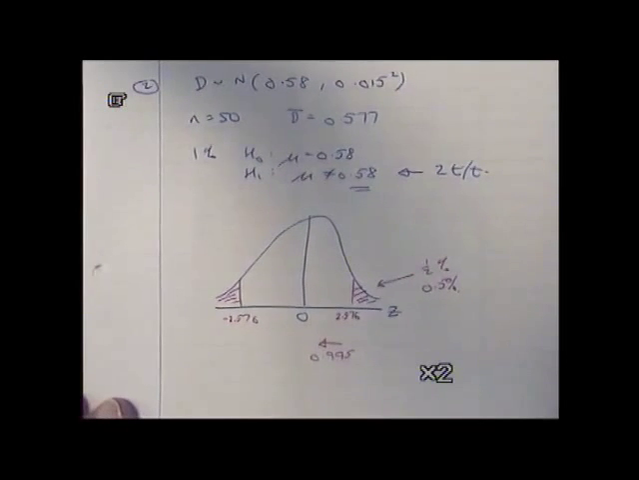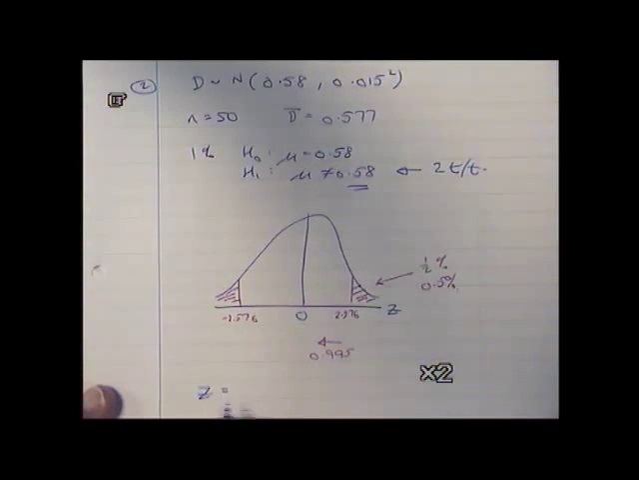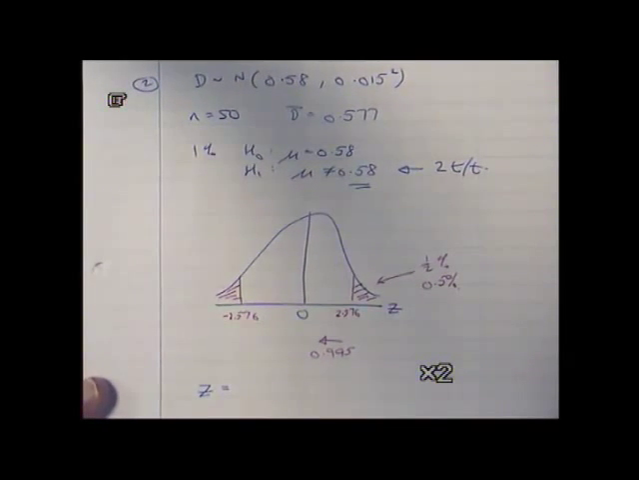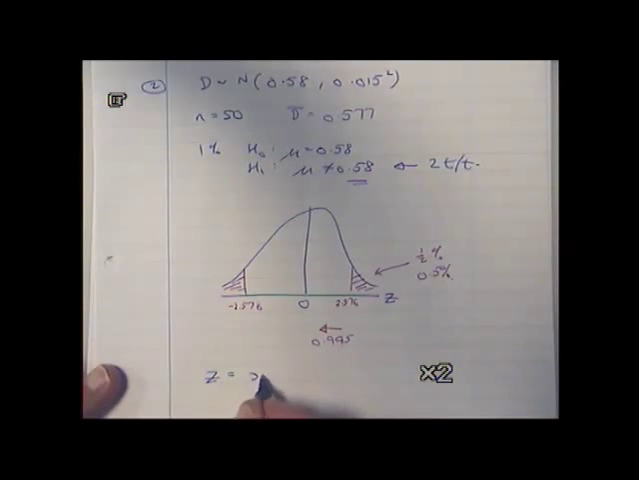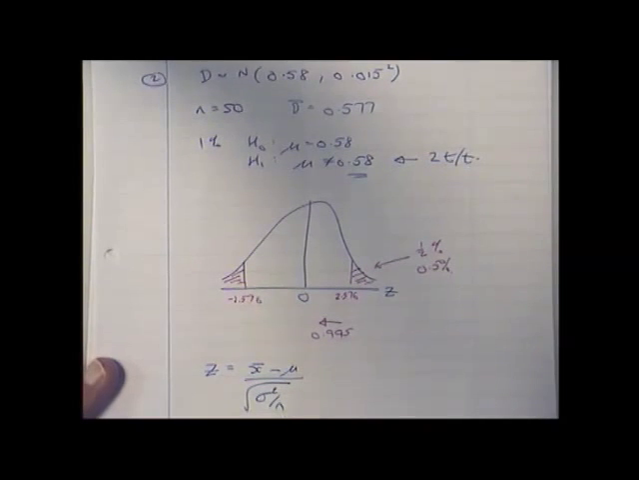So what we have to do now then is to work out our Z value for this test. We said before it's the sample mean, take away the population mean, divided by the square root of sigma squared over n, all square rooted on the bottom. So, sample mean, 0.577, population mean, 0.58. You can do the rest, some of you may be ahead of me already.